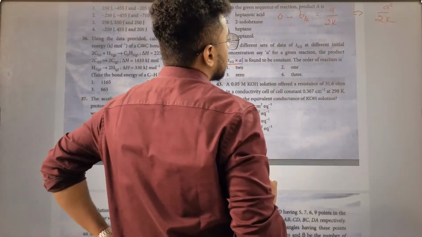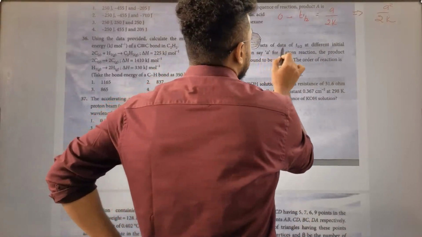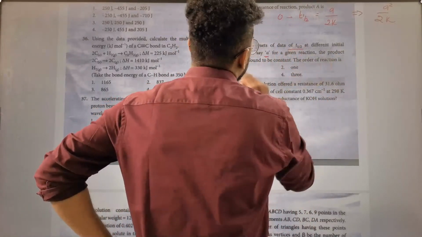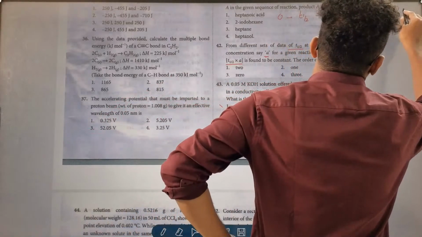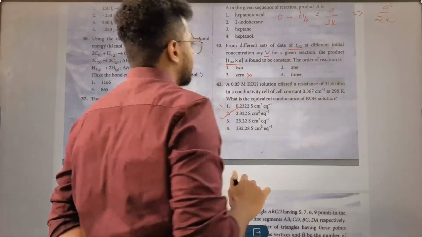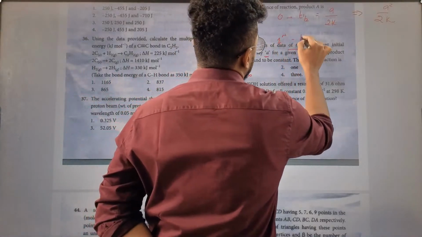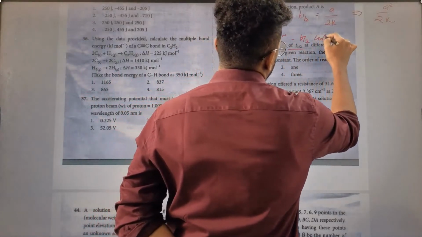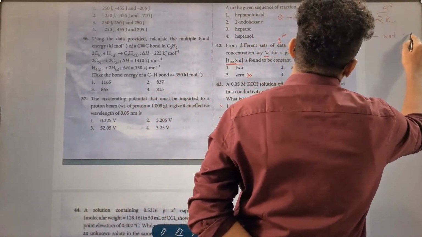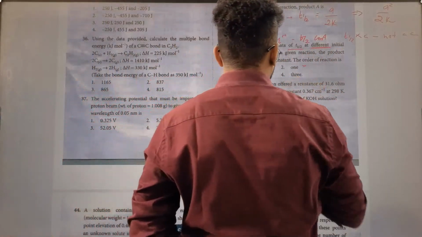That is not a constant because, from different sets of data, t half is for different initial concentration, say a. So there is a different initial concentration, so a is not a constant. So it is not the zero order reaction. Say for example, first order reaction. For first order reaction, t half is a constant, but t half multiplied by a is not a constant. Why? Because a is different. So it is not first order reaction.